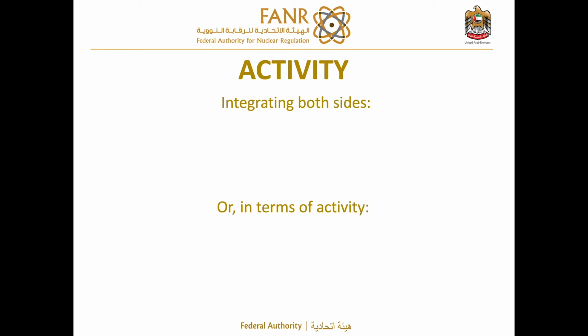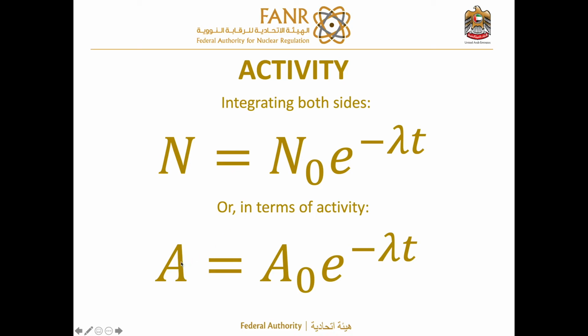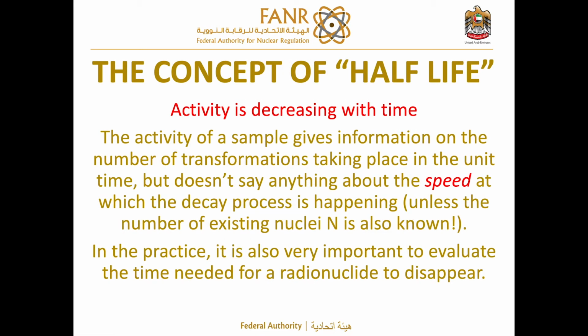Now, if we integrate the previous equation, we can express the number of nuclei, or multiplying by lambda, the activity, as the original number N0 multiplied by the exponential of minus lambda t. This is very important because we can obtain two important considerations from this expression. The first one is, due to this decreasing exponential, the number of radionuclides and the activity are decreasing with time. It goes down with time.